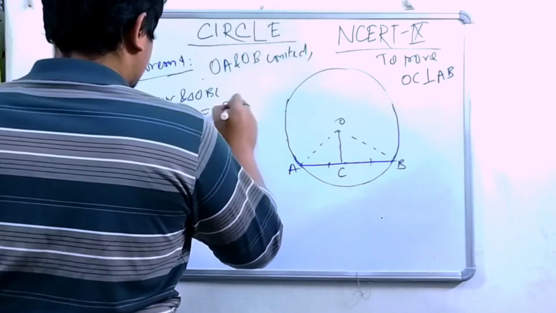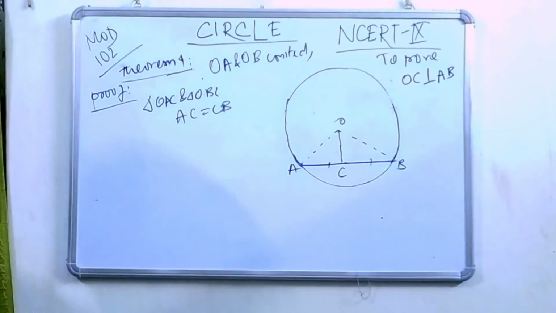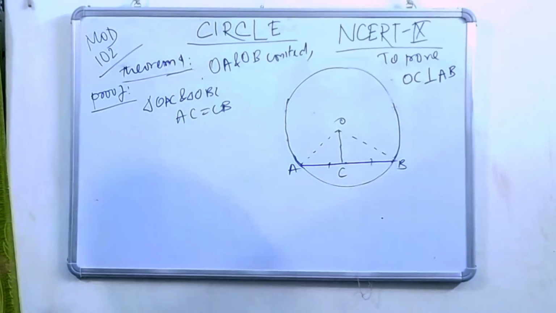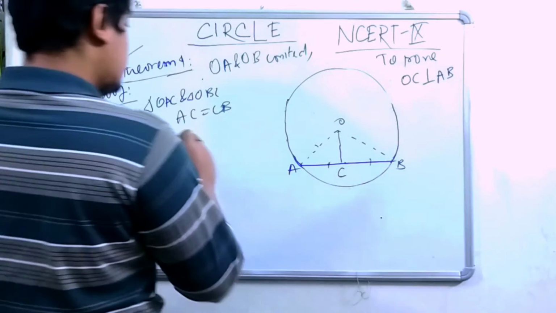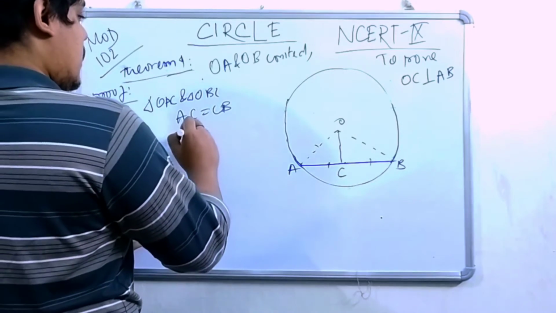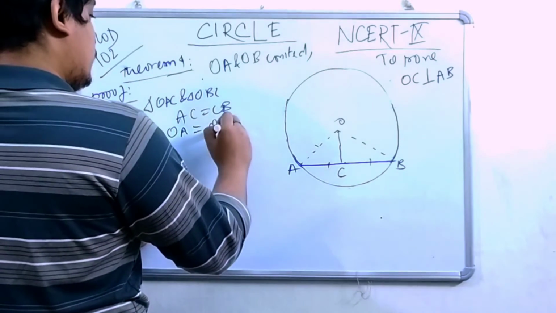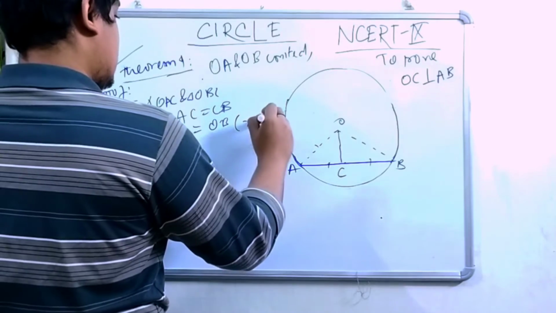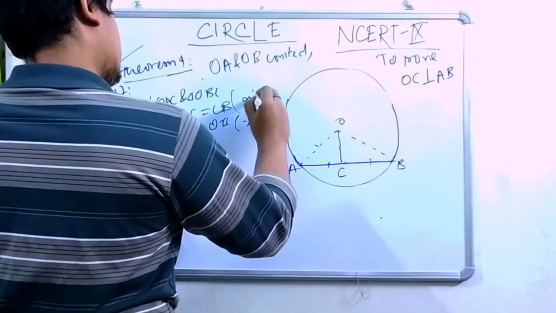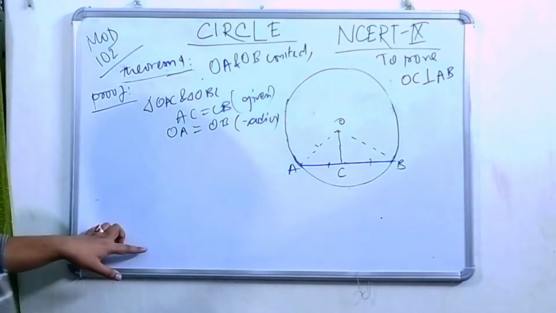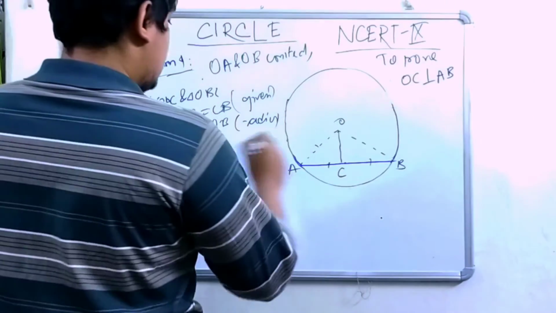AC is equal to CB. Boss, that we already have. Apart from that, these two lines are also equal. So OA is equal to OB. Why? This is the radius. This is given. Now, OC is common.